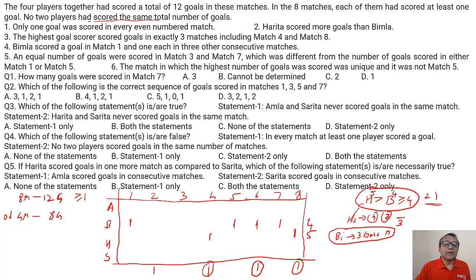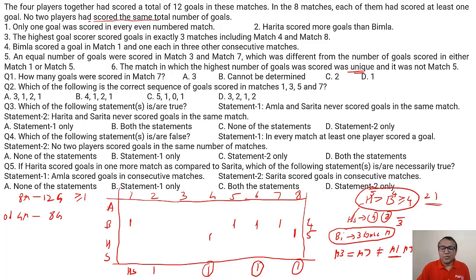Now going further with that, equal number of goals were scored in match 3 and match 7. So match 3 and match 7, there were equal number of goals. It was different from goals scored in either match 1 or 5. So different from match 1 and match 5, right? And apart from that, the match in which the highest number of goals were scored was unique and it was not match 5. So if it was not match 5, it has to be match 1. It can't be match 3 or 7, the equal number of goals, but they have said it is unique. Unique means only one match. And they say it's not match 5. So highest has to be match 1. This is the highest, which is match 1.